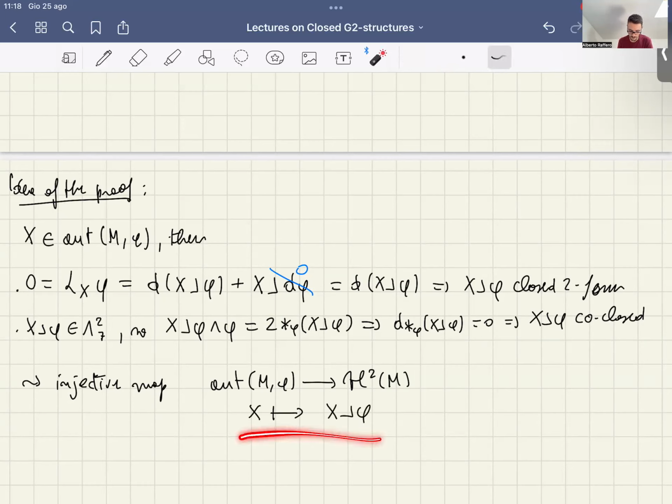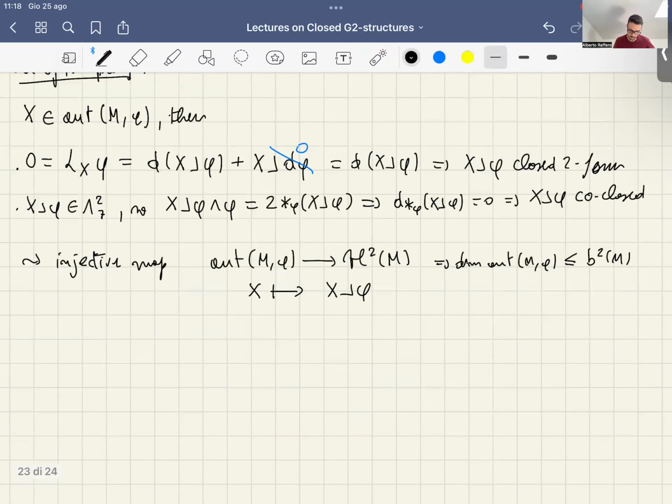And recall that this map is injective because phi is non-degenerate, as we remarked last time. And so in particular, this implies that the dimension of the algebra of the automorphism group is bounded by the second Betti number of the manifold, which is the dimension of the space of harmonic two-forms on the compact manifold.